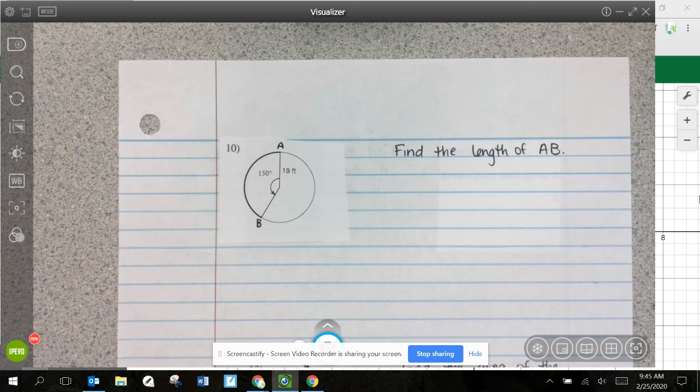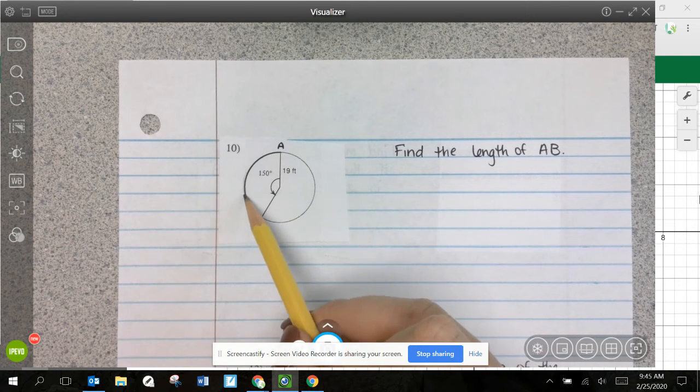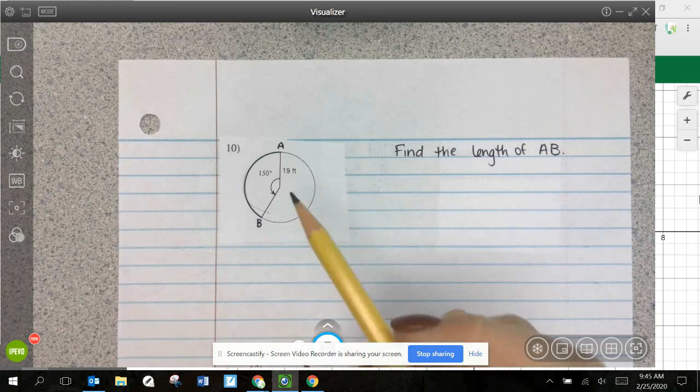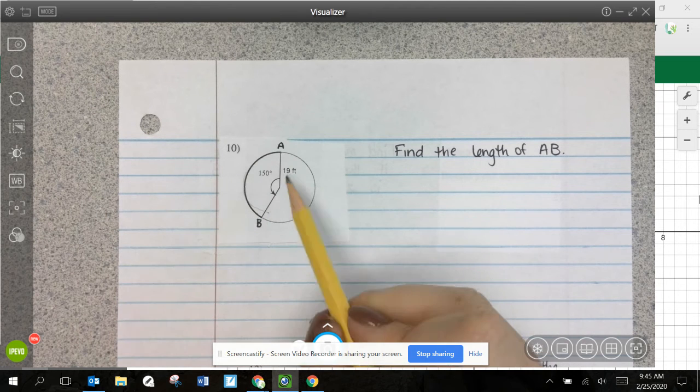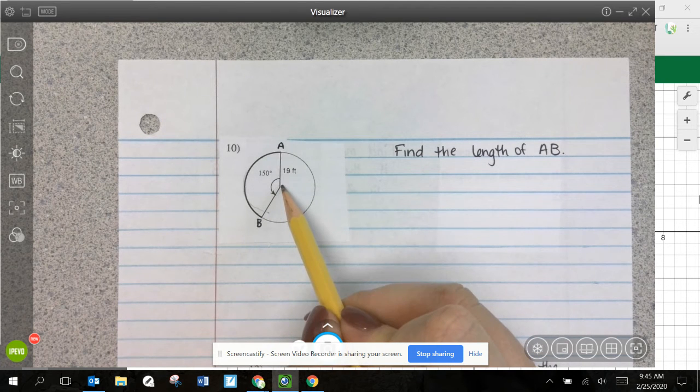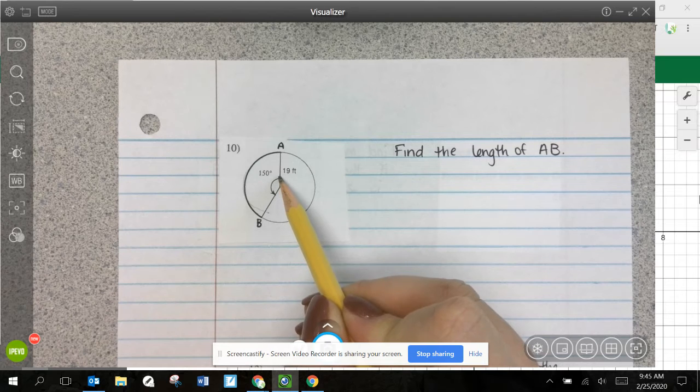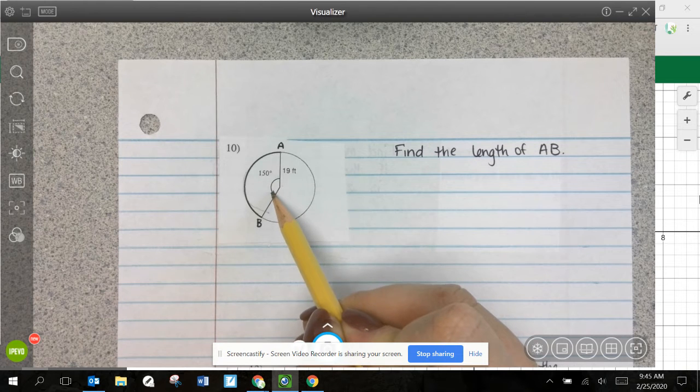In this video, we will be finding the arc length of a given arc on a circle. So for this question, it says find the length of AB. AB is this arc right here. And a couple things I know about this arc in this circle is my circle has a radius of 19, and I'm looking for only 150 degrees of this entire circle.